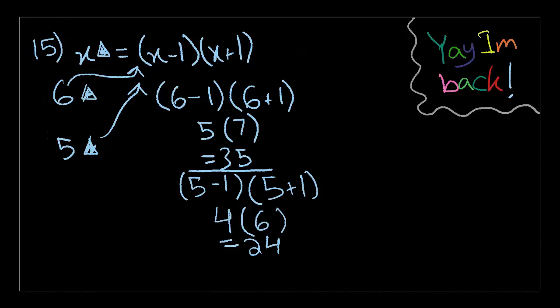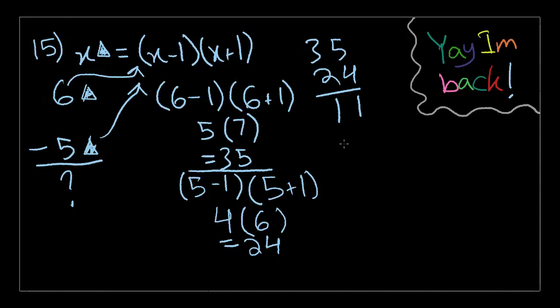So now we need to subtract these. Because 6 triangle is 35 and 5 triangle is 24, what they want to know is 35 minus 24. 5 minus 4 is 1, 3 minus 2 is also 1. So the answer is 11, but 11 isn't in the answer choices. So now we need to plug them all in because they're all random equations. Tip: always start from the middle. If it's too much, go above. Too little, go to the next one.